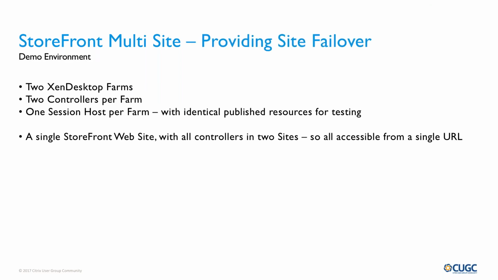So just to give you an idea of the environment I'm going to use to demonstrate this, I've seen a few videos myself, and I always think it's useful when you know what the person demonstrating is using. So I've got 2 XenDesktop farms, each with 2 controllers in the farm. I've only got 1 session host in each farm, with identical resources. The reason I've only got 1 session host is because I need to cause that session host to fail at some point. If I was having to turn off 30 servers in each environment, it would take slightly longer. And I've got a single StoreFront website with all controllers in 2 sites, so everything is accessible from a single URL.